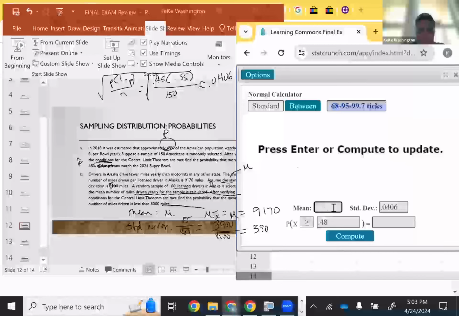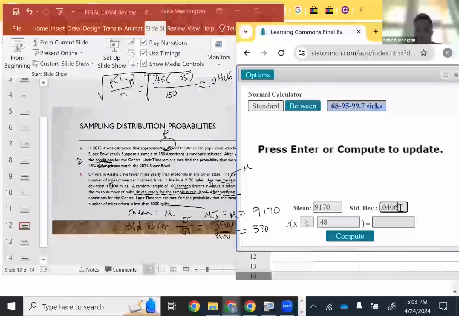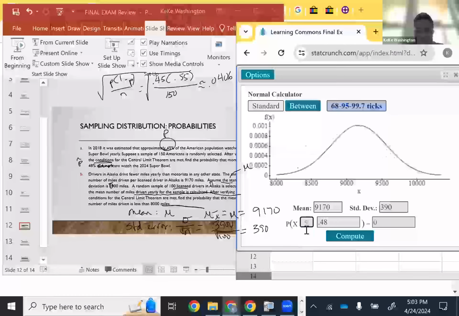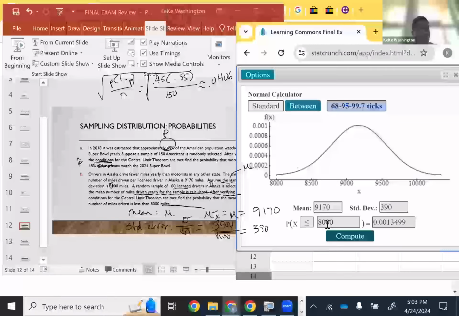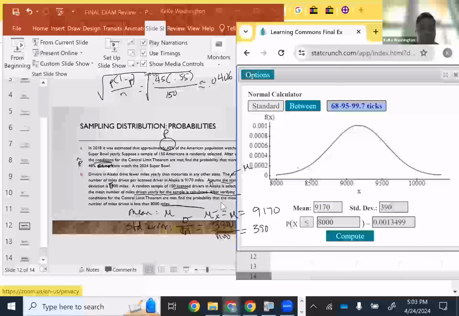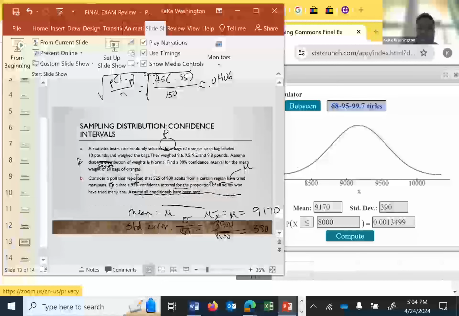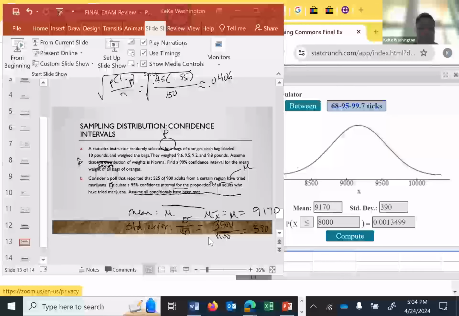That mean 9170 with a standard deviation converted to standard error of 390. We want less than 8,000. And we compute. All right. So very, very small percentage there. It's 0.1%. All right, so that's sampling distribution, calculating probabilities of sampling distributions for proportions as well as means.